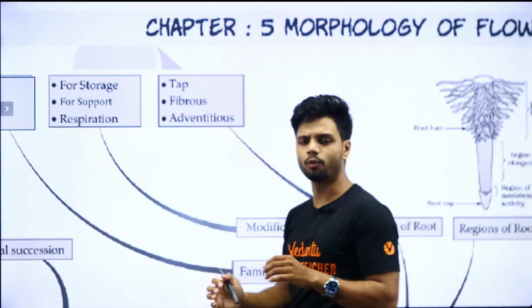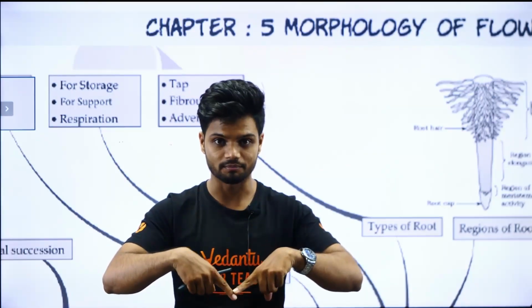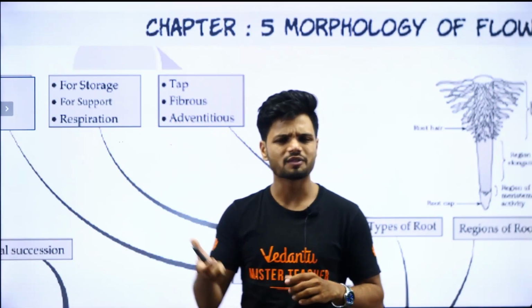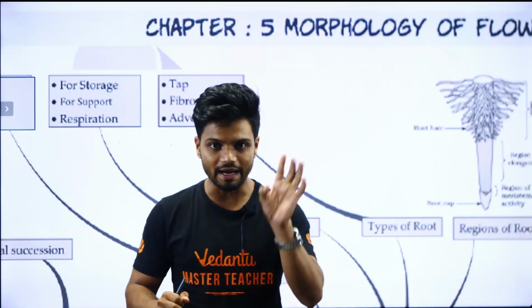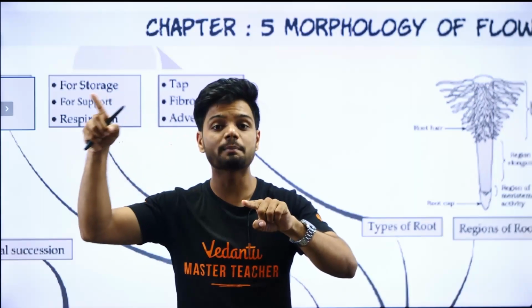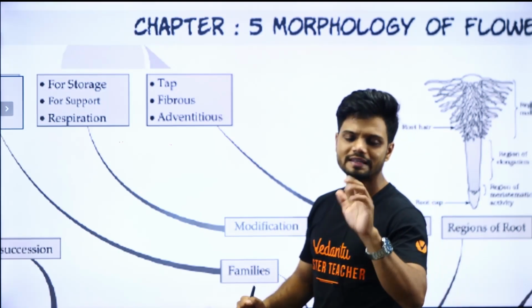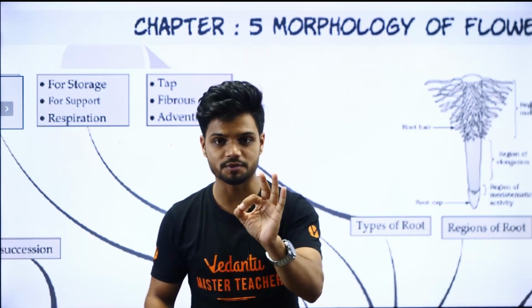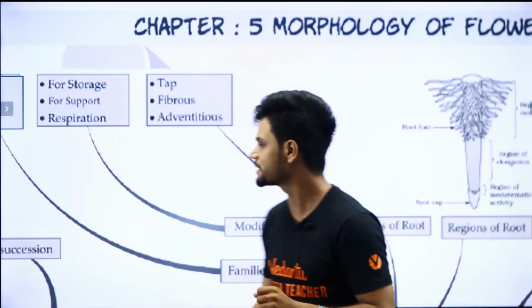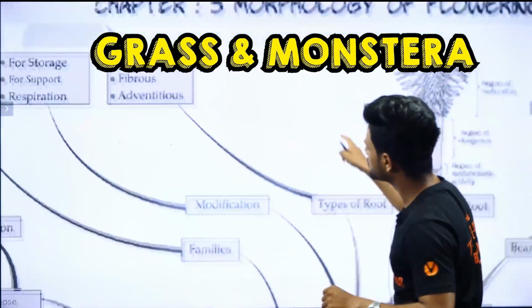Next is fibrous root. Now, what is fibrous root? Fibrous root is a type of root which develops from the base of the stem. That is a NEET PYQ. Again, a question arises: does the fibrous root have a primary root? The answer is yes. It will have a primary root, but the primary root is short-lived. It is soon replaced by a group of roots. Then what is adventitious root? Very easy. It is a type of root which develops from any part of the plant other than the radicle. That is called adventitious root. Example is grass and monstera. That is your root system.